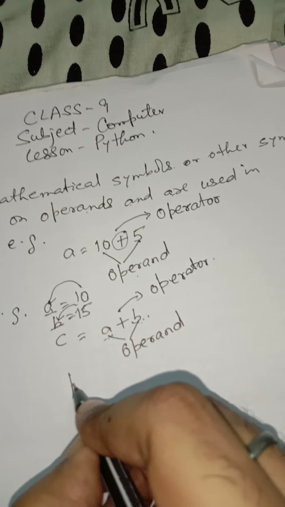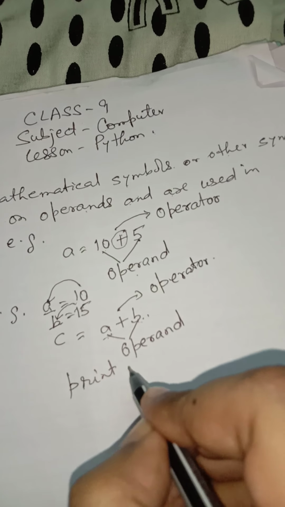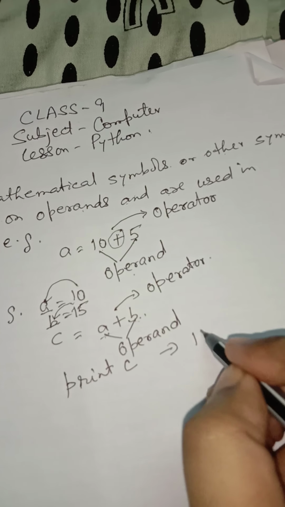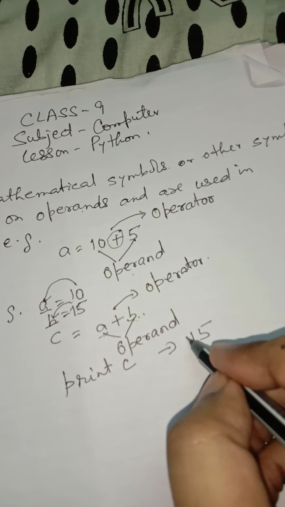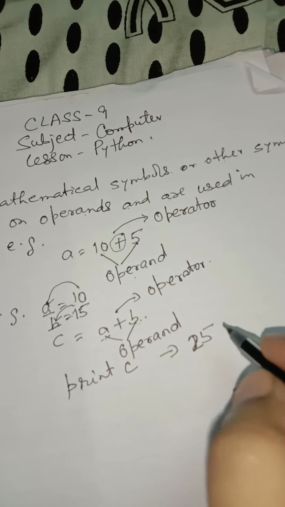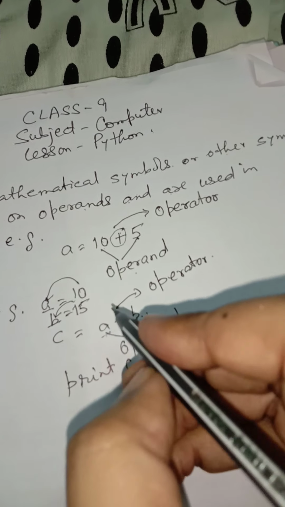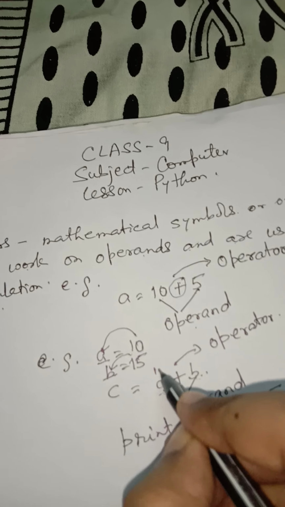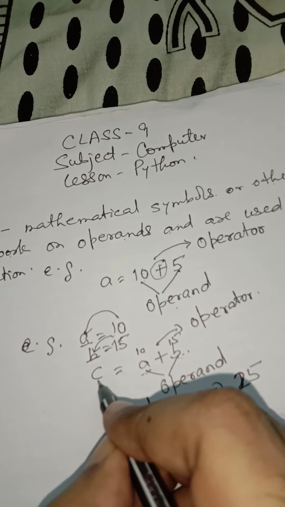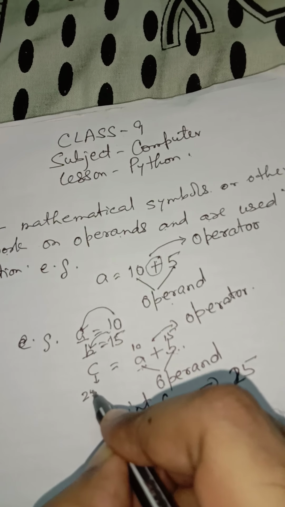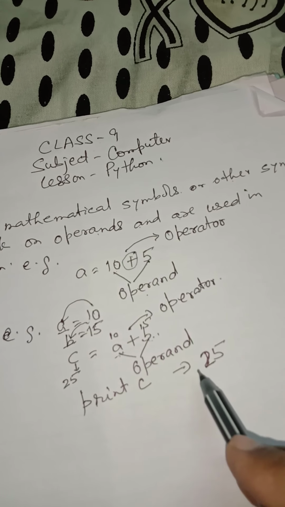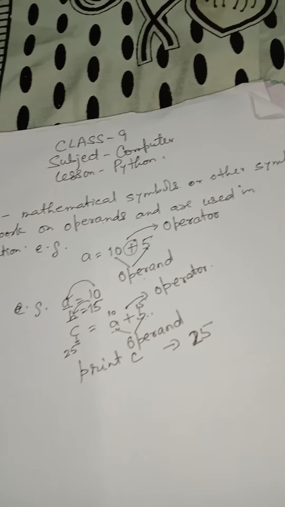Now if I use the command print C, what answer will we get? The output will be 25, since the value of A is 10 and the value of B is 15, so 10 plus 15 means 25. C holds the value 25, and when we use the print C command, 25 will be the output.